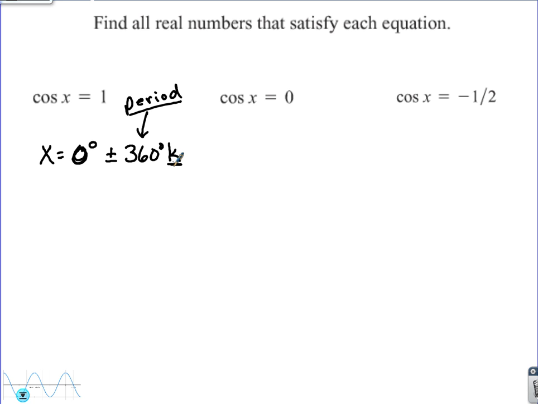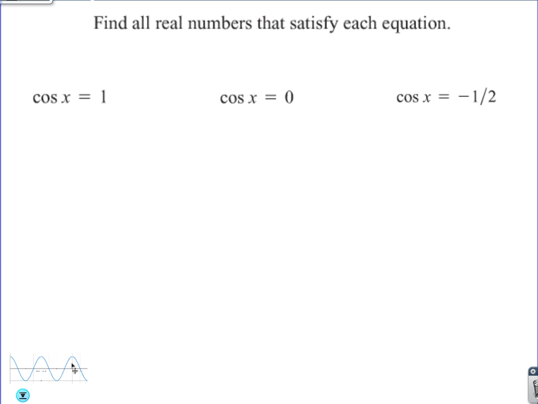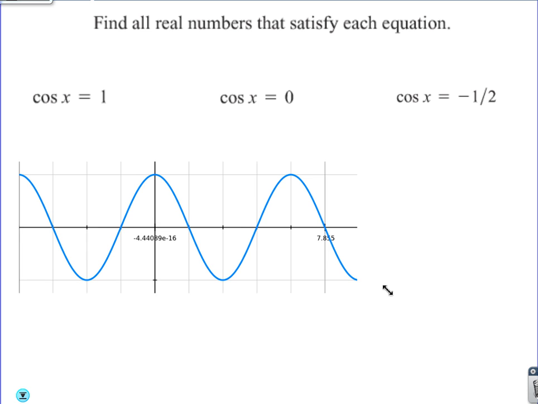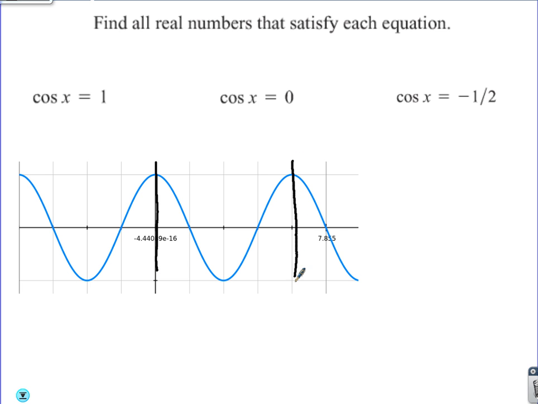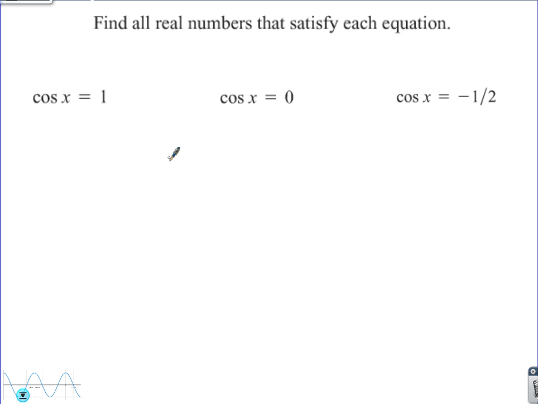Okay, the second problem. Cosine of x is equal to 0. You have to be a little bit more careful here. Within one period, and I'm going to choose this period right here, where is the cosine equal to 0? We've got two answers, don't we? The cosine of y between 0 and 360 degrees, that's a whole period, 360 degrees. Between 0 and 360 degrees, where is the cosine equal to 0? At either 90 or at 270.